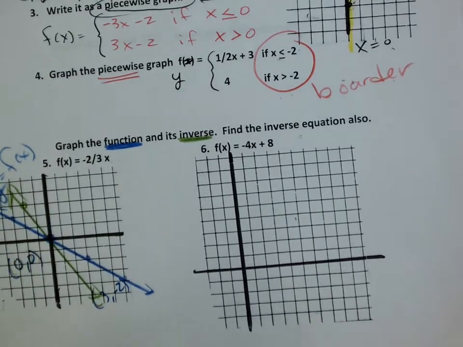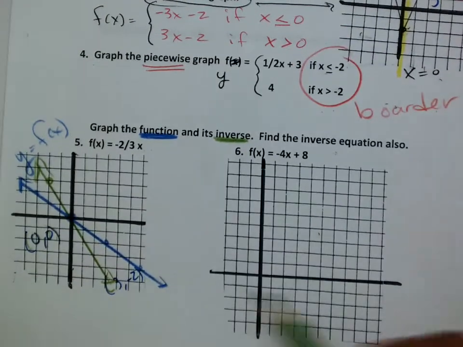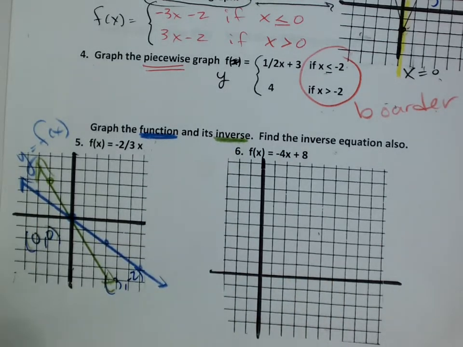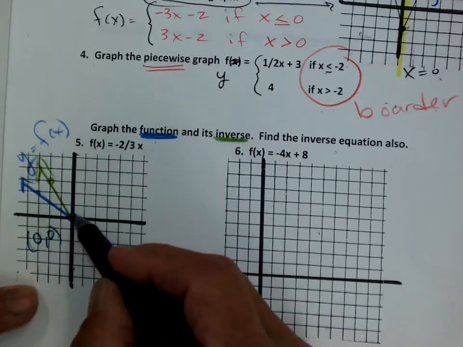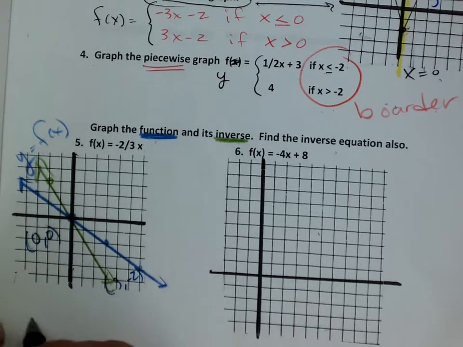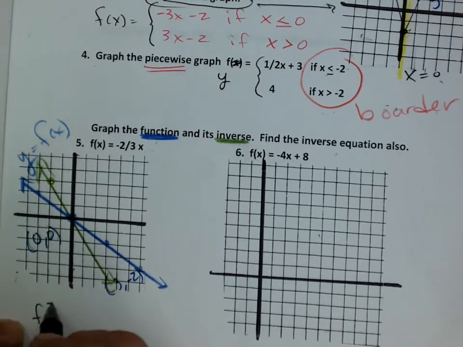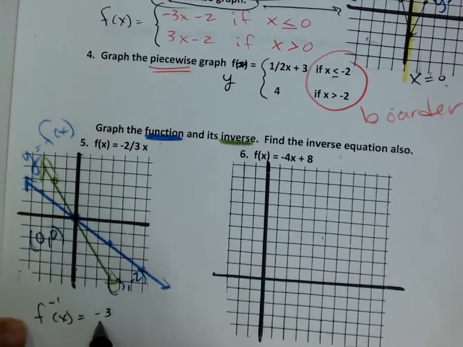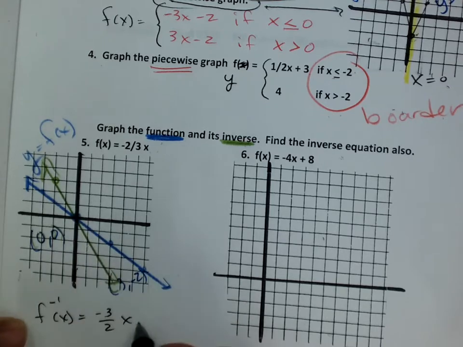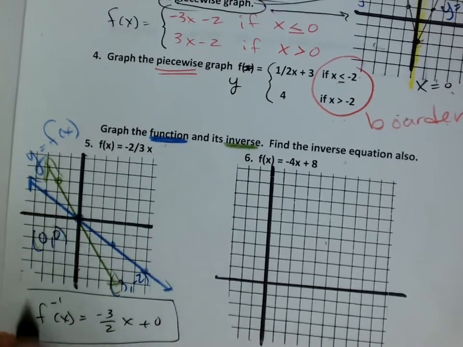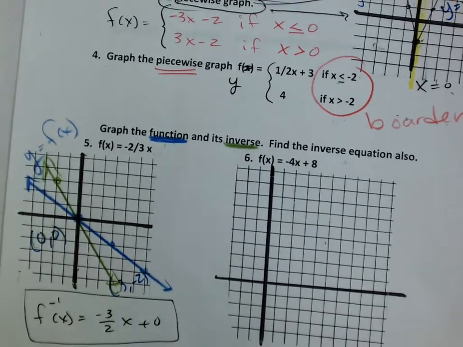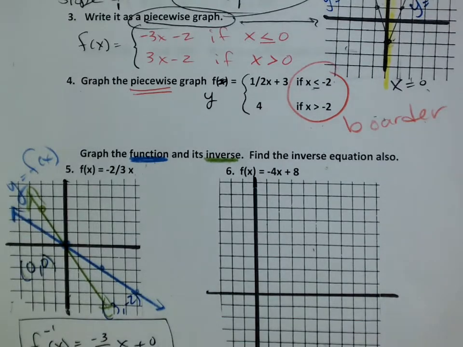Okay, so I have the line. I have its inverse, but I don't have the equation. Well, that's easy. The equation is, looks like a slope of down 3 over 2, so f inverse of x is equal to down 3 over 2x plus 0. So you need both. I need you to graph the function, graph the inverse, and give me the equation of the inverse. Okay?